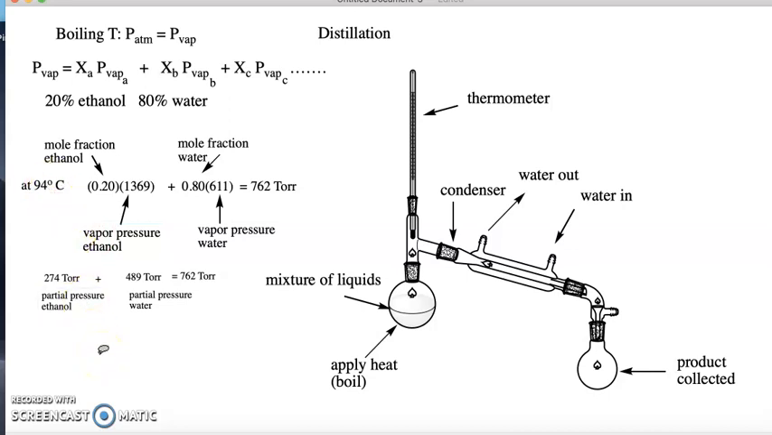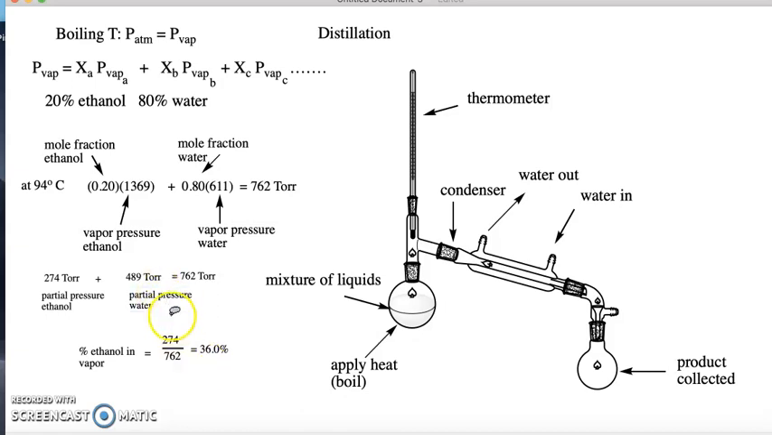So if I think about my vapor mixture, this is my liquid. The vapor that forms above that liquid, if I want to know the composition of it, I have to look at the ratio of the partial pressures. So the composition of my vapor that goes up here and gets condensed and drips down into my product is 274 over 762, or 36% ethanol. So I started with 20% ethanol, and I've enriched it somewhat to 36% ethanol. It's better, but it's certainly not 100% ethanol or pure ethanol like I would like.